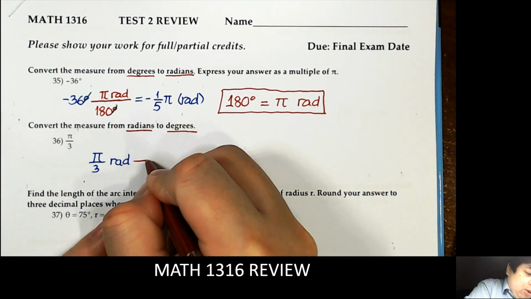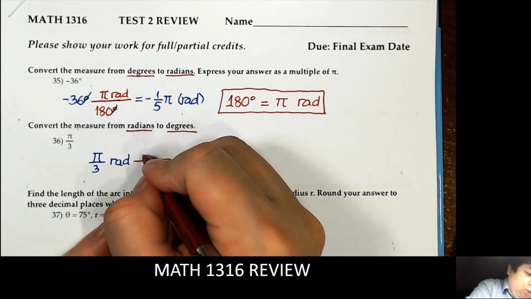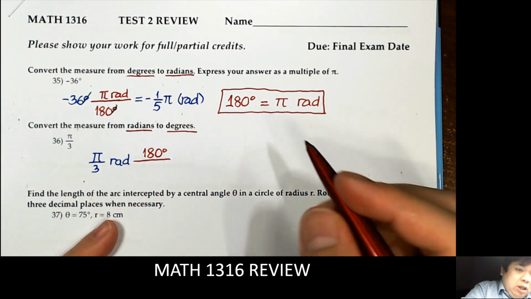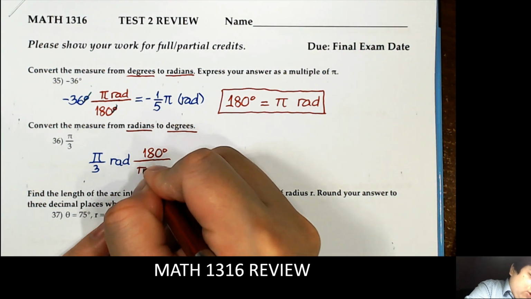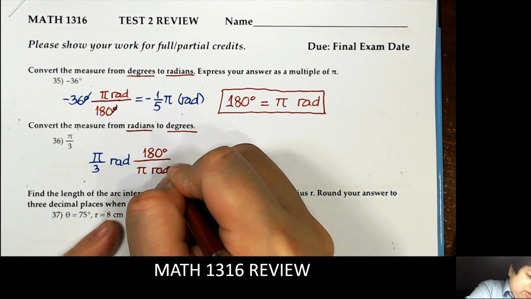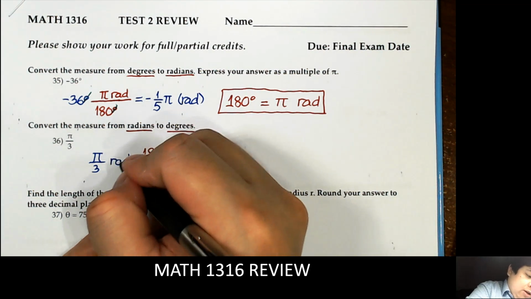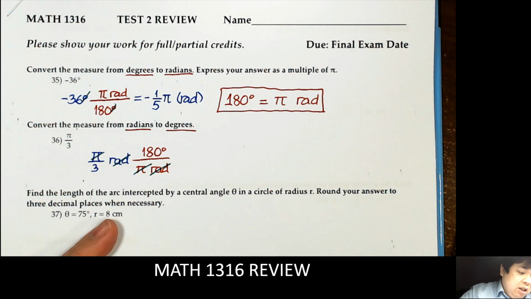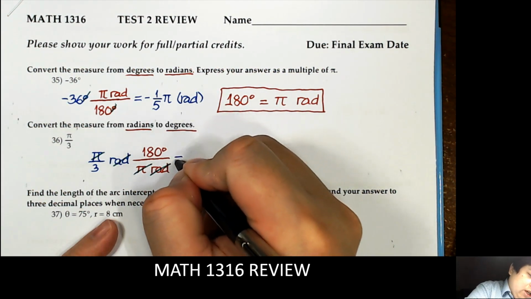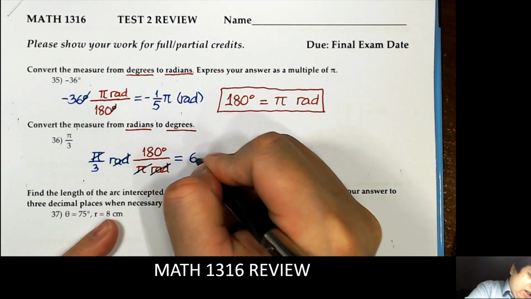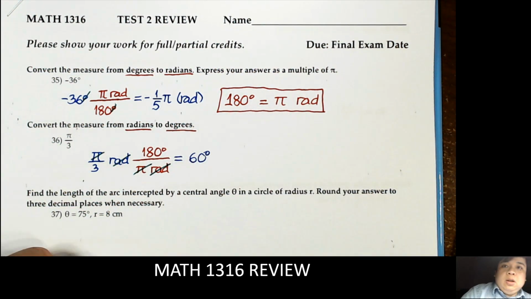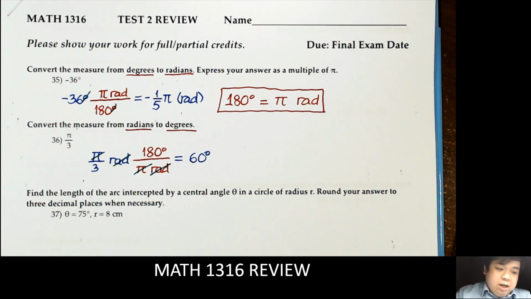Now, we want degrees. So we're going to put degrees on the top. At the end, the answer will be in degrees. We do not want radians, so we put the radian at the bottom. Radians cancel out, pi cancels out. 180 divided by 3 is 60 degrees. The unit will remain. So that is how we convert between radians and degrees.